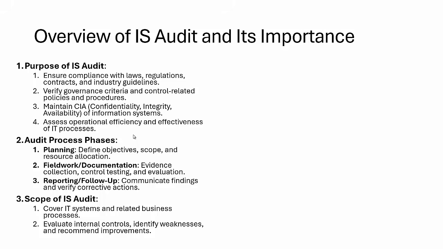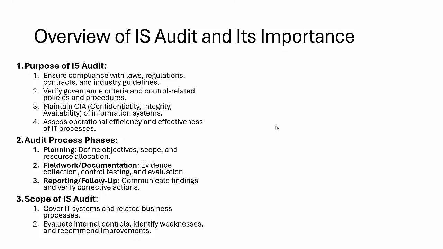The third is that when you're talking about the scope of IS audit, it covers IT systems and related business processes, evaluates the internal controls, identifies the weaknesses, and recommends improvements. That is part of the function. Because we just discussed, right, information systems are all about people, process, and technology. So when you're talking about scope here, the scope covers all 3 functions.